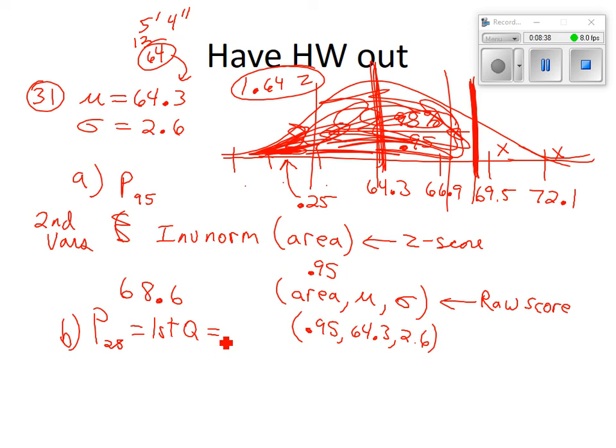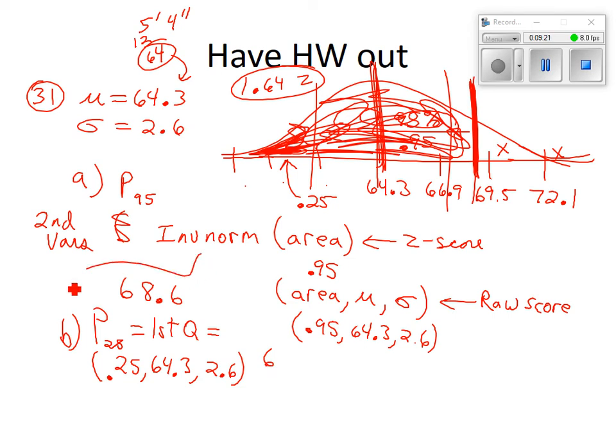What are we going to put into our calculator this time? What's your area? 0.25. What's your mean? 64.3. What's your standard deviation? 2.6. Somebody punch all that in, and see what you come up with. 62.54. Inverse norm, whatever, and then that.